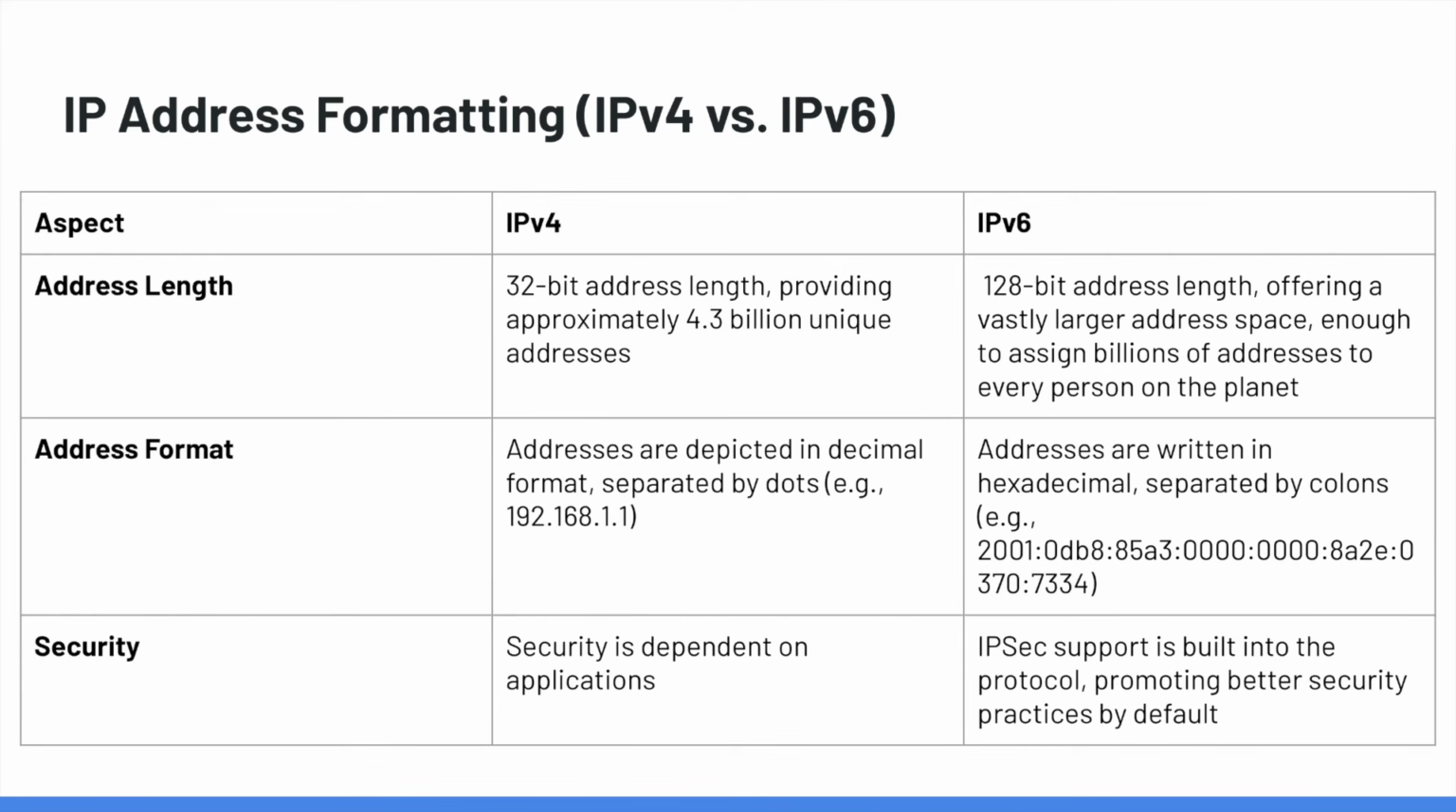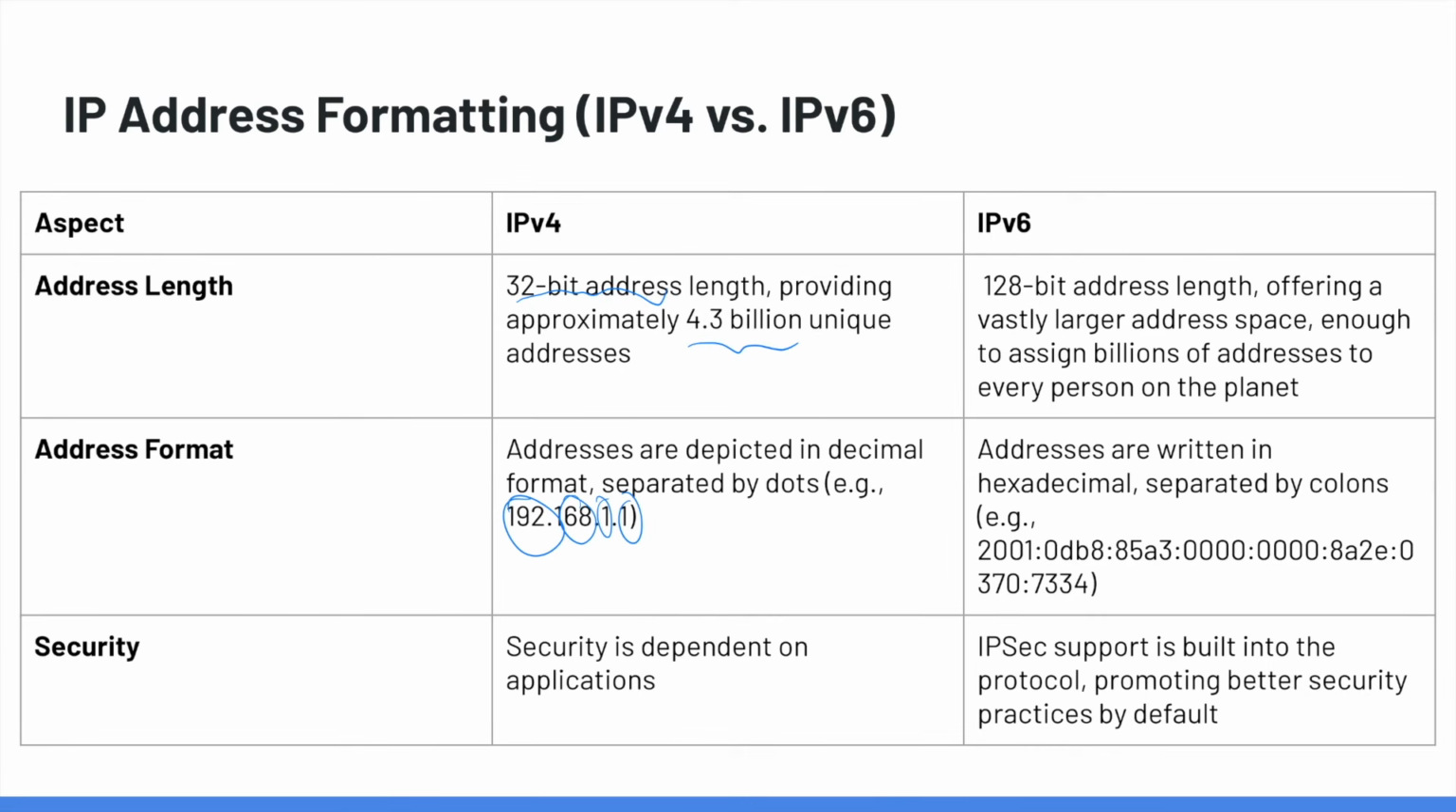So IP version 4 is 32 bits long, and each one of these 4 groupings of numbers collectively represent that 32 bits. So 8 bits each, right? So basically a combination of 4 8-bit values. And this gives us 4.3 billion unique addresses.